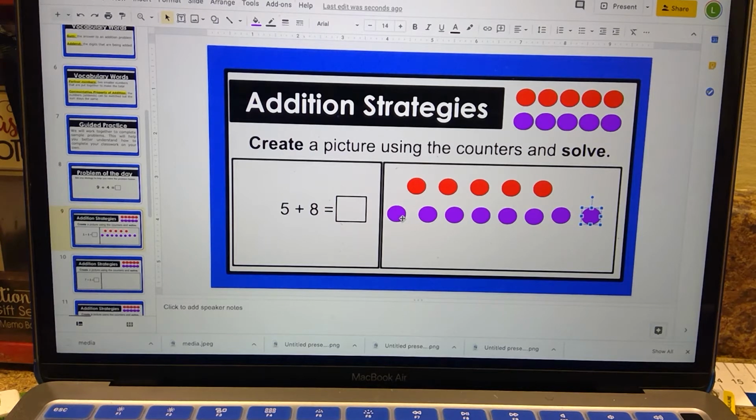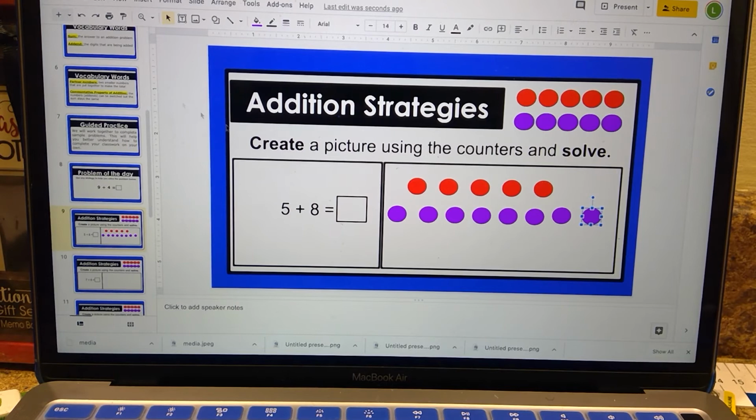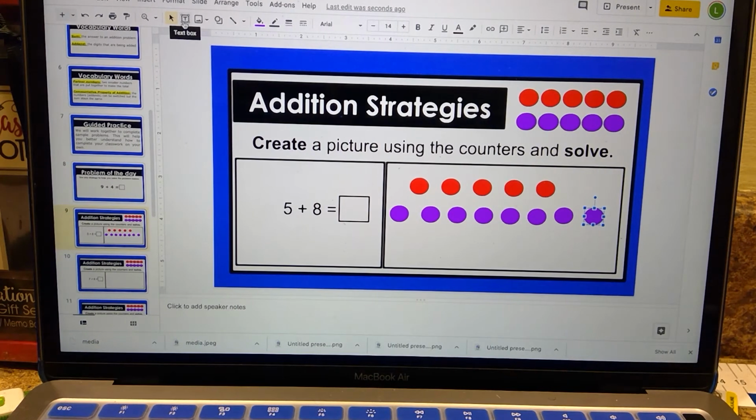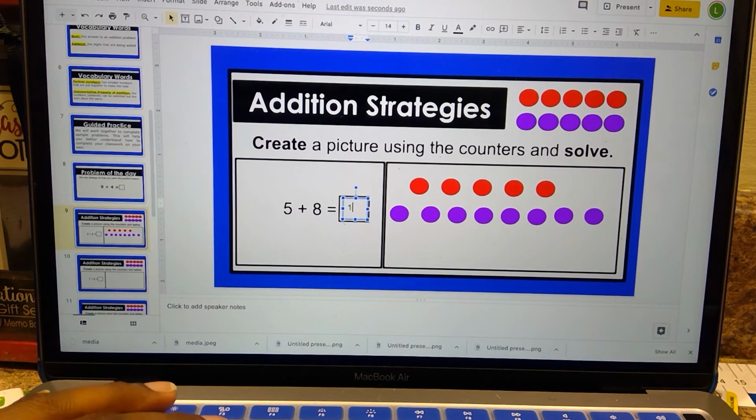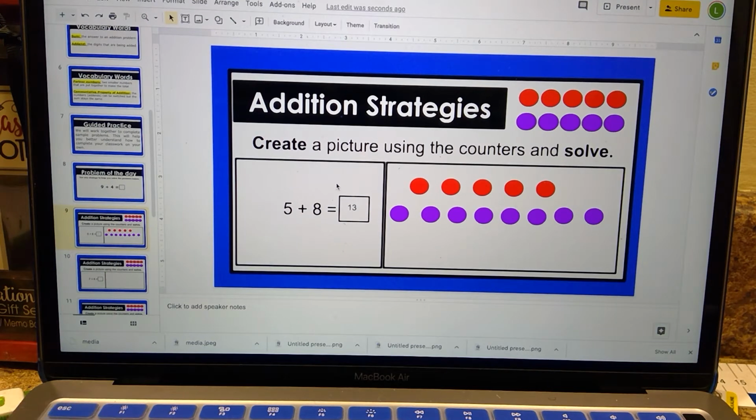And let me finish counting from here. I know this row is 8, so let's finish counting. 8, 9, 10, 11, 12, 13. So 5 plus 8 equals 13. Okay. And I'm going to come over here and write 13 in the box. There's my answer. I'm also going to label the following words, okay?